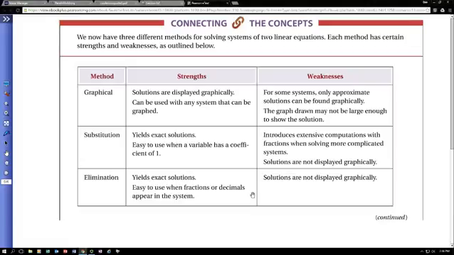Well, the elimination method we just went through yields exact solutions, which is very favorable. It's a big strength. It's easy to use when fractions and decimals appear in the system. And the strategy was to get rid of those, right? And that's part of the method.